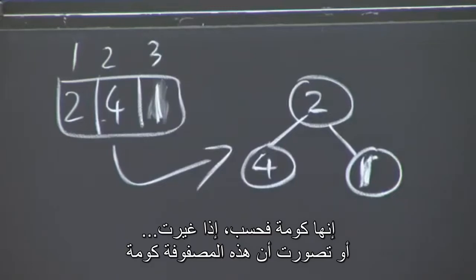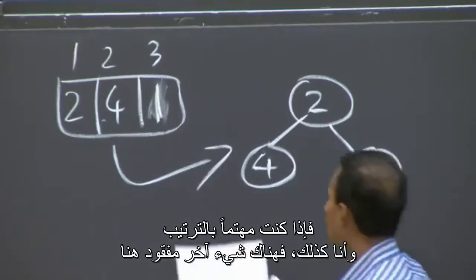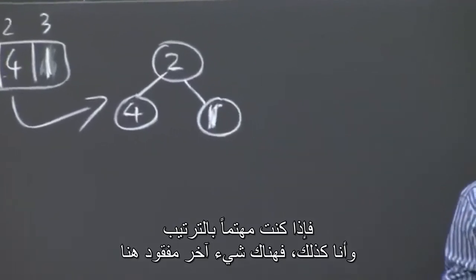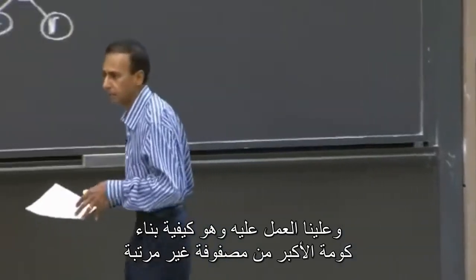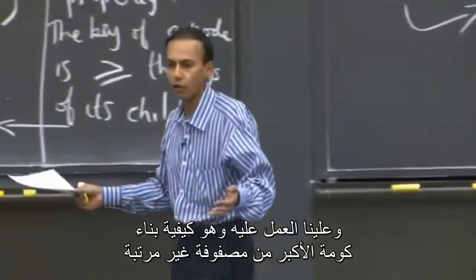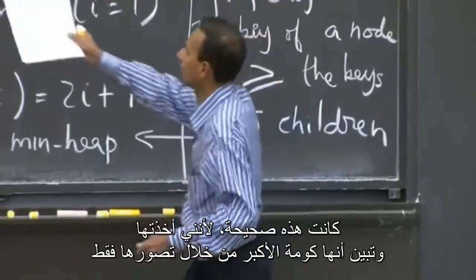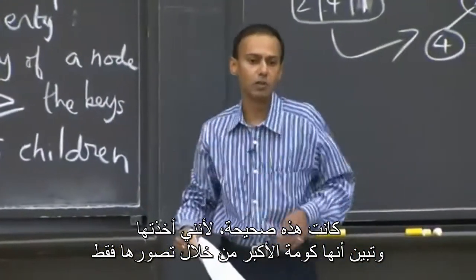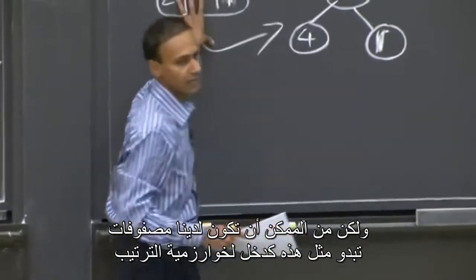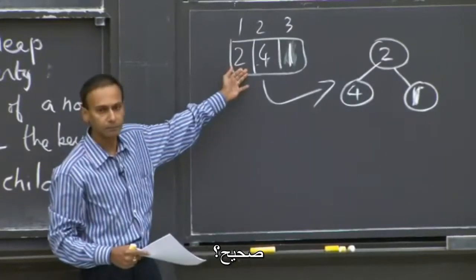If I just visualize this array as a heap, I don't have a max heap and I don't have a min heap. If I were interested in sorting, and I am, there's another thing that's missing here that we have to work on: how are we going to build a max heap out of an initially unsorted array, which may or may not turn into a max heap? This happened to be exactly the right thing because I picked it and it turned into a max heap just by visualizing it. But it's quite possible that you have arrays that are input to your sorting algorithm that look like that.